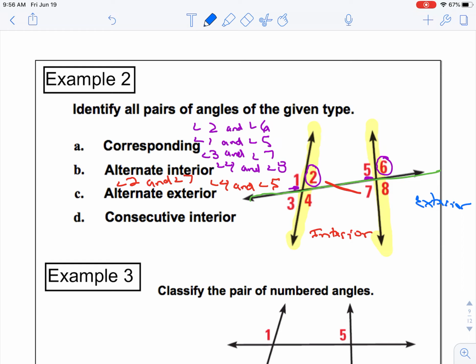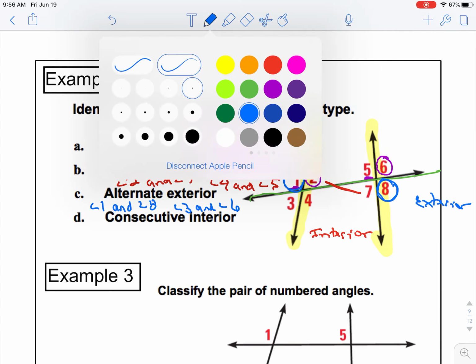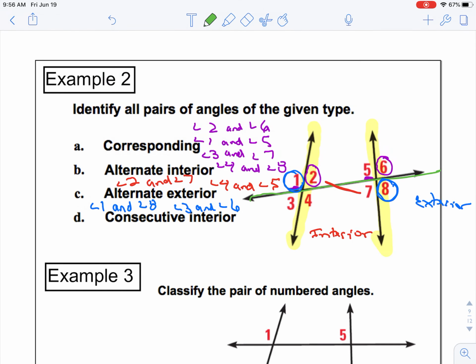Alternate exterior. Now this is the exterior of those lines. It's alternating across the transversal, but it's on the exterior. If we look at angle 8 right here and angle 1 right here, they're alternating across the transversal and they're on the exterior. So angle 1 and angle 8, but we also have the other pair, angle 3 and angle 6.